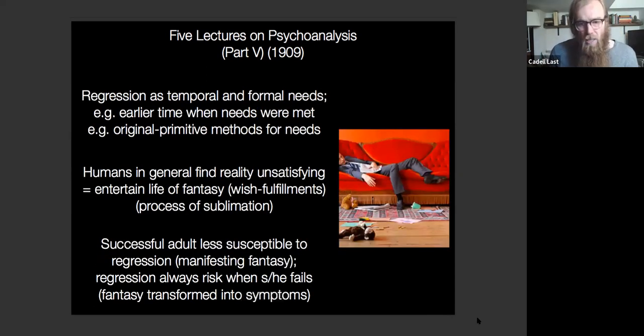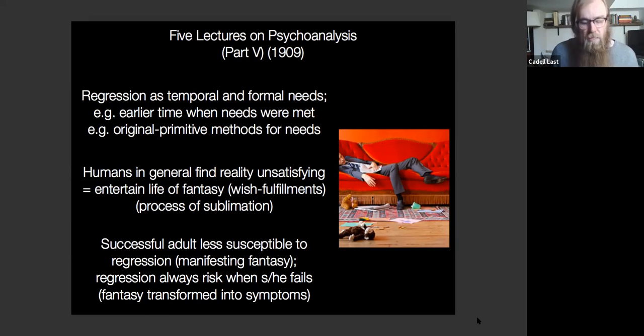So regression here, connecting with the last part of this lecture, is a regression back to the earliest expression of infantile sexuality. So it has a temporal dimension and a formal dimension. The temporal dimension is going back in consciousness to a time when the needs were met by the mother, by early caregivers, and going back in form to the methods by which one achieved one's needs. Here, suckling or coddling, these types of behaviors.